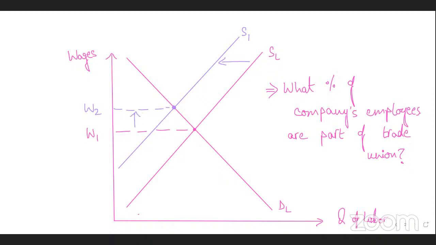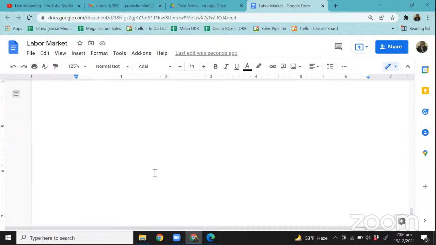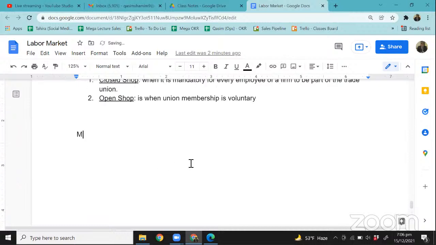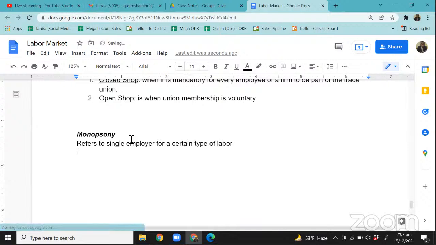Okay. Now this is just one of the examples of imperfect labor markets. There are two more examples that we need to discuss: the government and monopsony, right? So let's first talk about the monopsony market. Now, what is monopsony? So monopsony refers to a single employer for a certain type of labor, right? So when for a certain type of labor, there's only one employer in the market, that is known as monopsony.